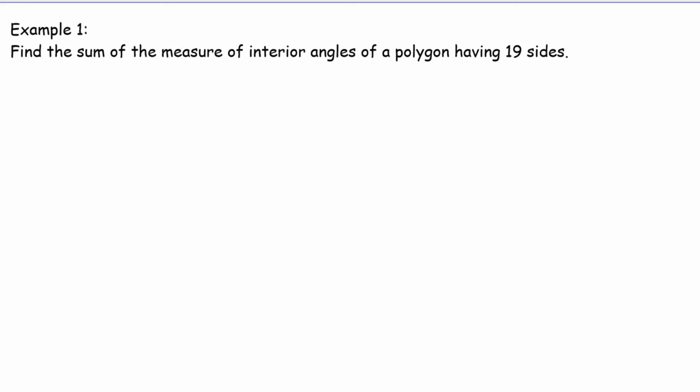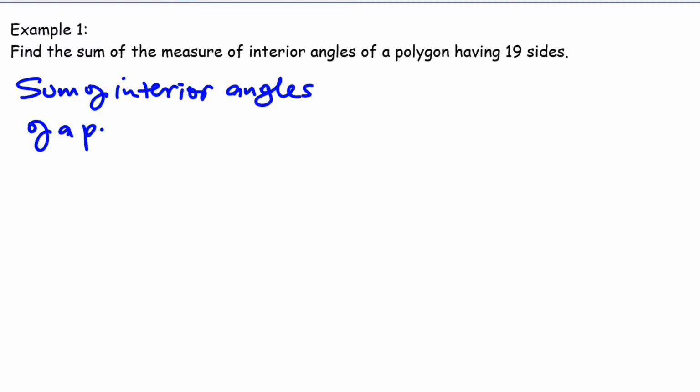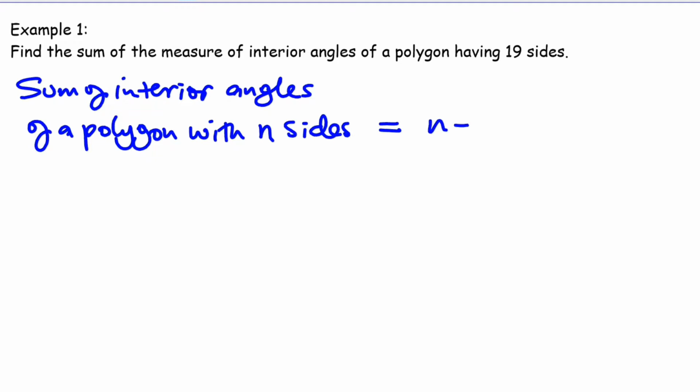Find the sum of interior angles of a polygon having 19 sides. So we know that the sum of interior angles of a polygon with n sides is n minus 2 multiplied by 180.